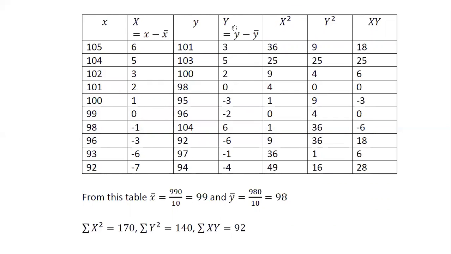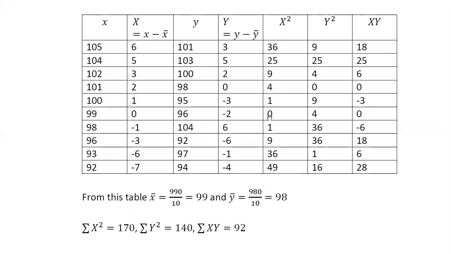Here also do the same thing, that is capital Y is equal to y minus y bar. Y bar is already calculated here. So calculate the corresponding values of capital Y. Now what we need according to the formula is, we need to know what are the values of capital X square, capital Y square and capital XY, so that you can get the summation.